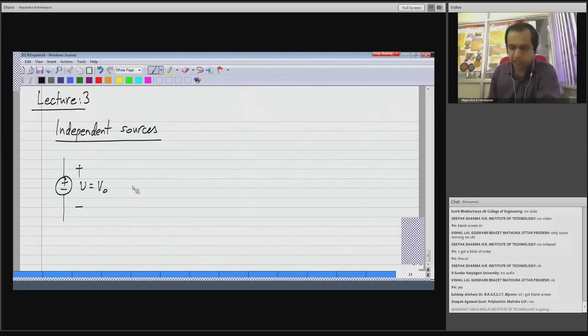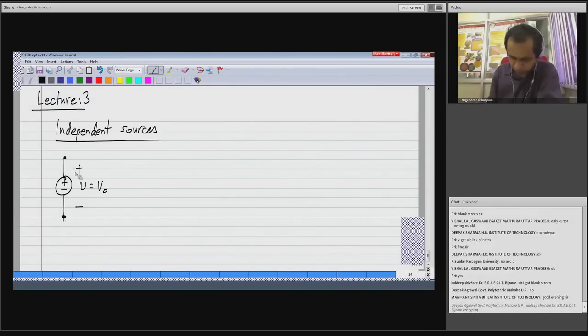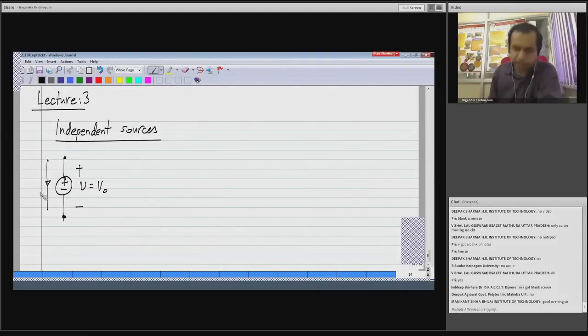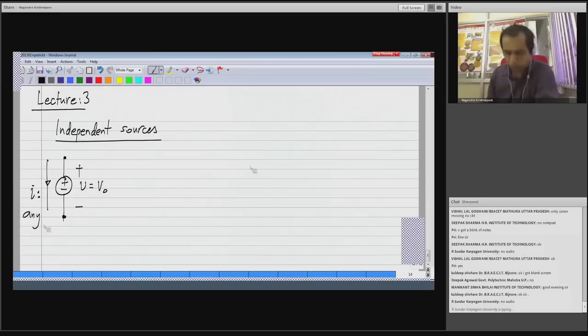What it does is to maintain a given voltage V0 across its terminals, and it can carry any current. This means the voltage source itself will not impose any restriction on the current. The restriction will come from whatever circuit it is connected to. That is the property of an independent voltage source.